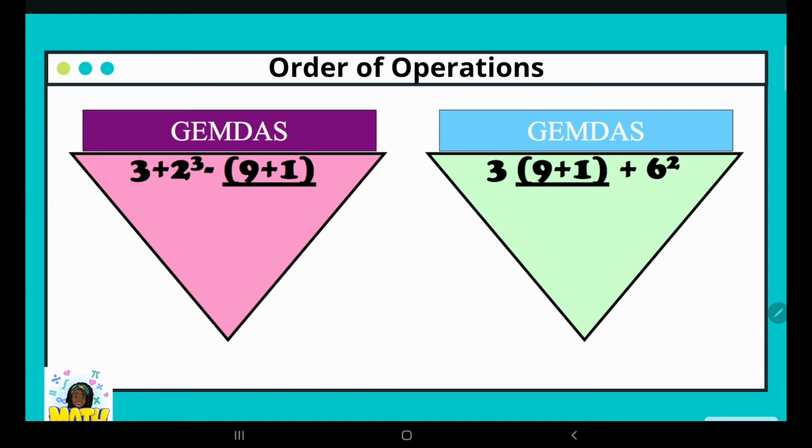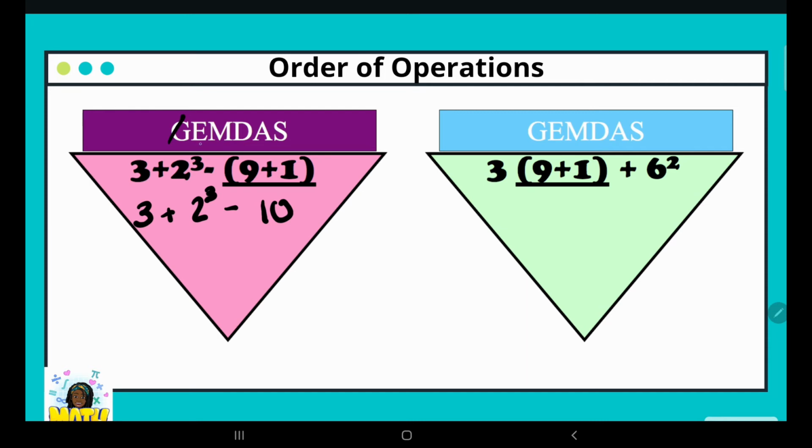So let's go ahead and take a look at a few of these examples, right? So you have GEMDAS up here: grouping symbols first, exponents second, multiplication and division from left to right, addition and subtraction from left to right. So here, when we look at the problem, 3 plus 2 to the third power minus parentheses 9 plus 1, close parentheses, here I have a grouping symbol. So this means I'm going to complete what's inside the grouping symbol first. So 9 plus 1 is 10, and then I can bring down the rest of the problem. Okay, now I've completed my grouping symbol.